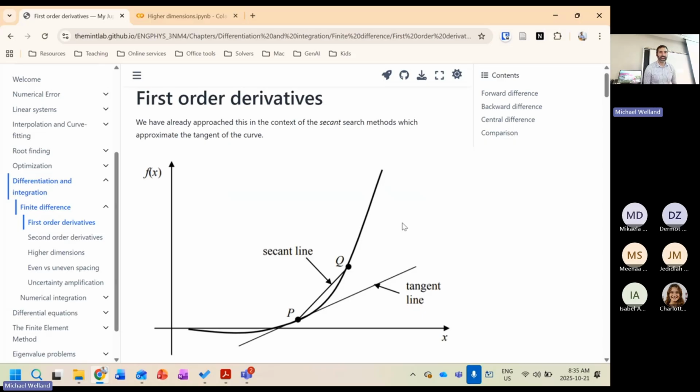Okay. Numerical differentiation. So this section will not be on the midterm, right? The midterm is only up to and including optimization. This is kind of the second part of everything, where things actually start to get really interesting.